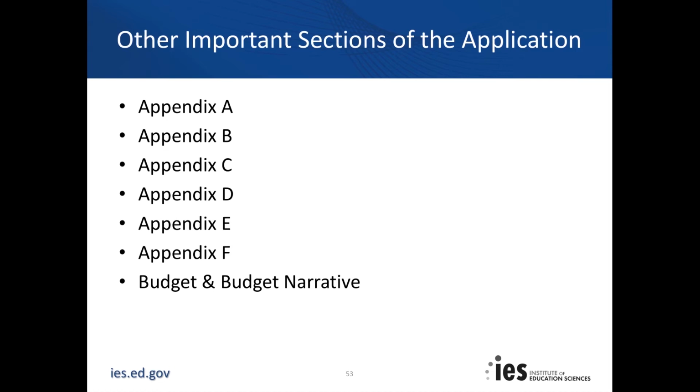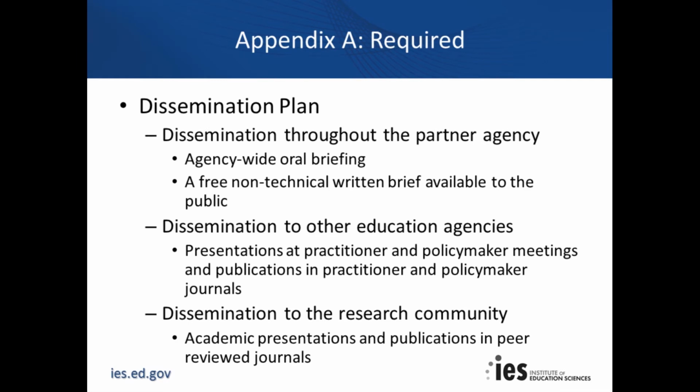In addition to the research narrative, there are the appendices that the peer reviewers may take a look at. These are the budget and the budget narrative. We'll go through those. And Appendix A is the new requirement this year. So I want to repeat this information that was presented by Sarah. In it, you are to disseminate your findings throughout the partner agency, for example, through an agency-wide oral briefing or a free non-technical written brief.